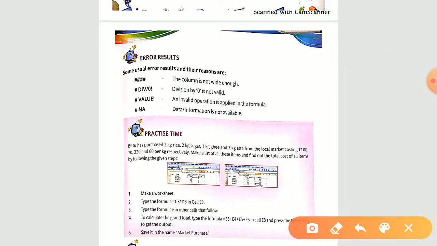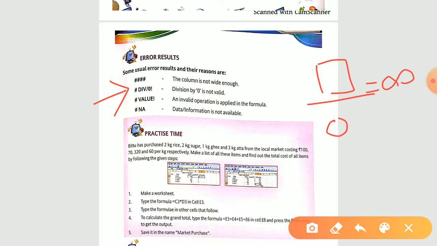See the second one, divide by 0. As the name suggests, you will be getting this error if you have divided something by 0, because you know that if you divide by 0, it will become infinity, right? And we do not have any value for this infinity, so that is why divide by 0 is going to give you an error.